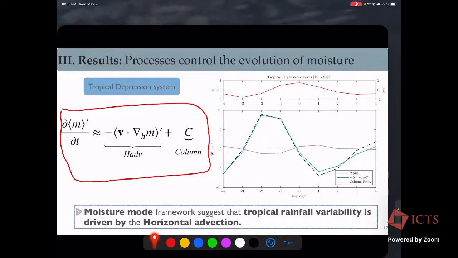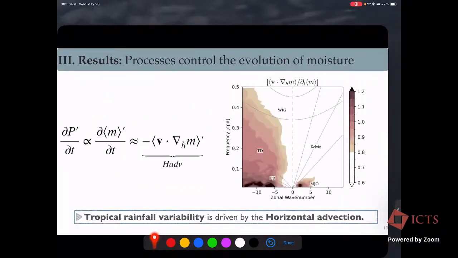As you can see, the moisture evolution in the system is basically explained by this horizontal advection. The column processes are basically close to zero during the wave evolution that we showed in the previous animation. I'm not saying that column processes are not important. I'm just trying to say the column processes are balanced during the wave evolution, and what really explains the wave evolution in this case is the horizontal moisture advection. But this is for the tropical depression system.